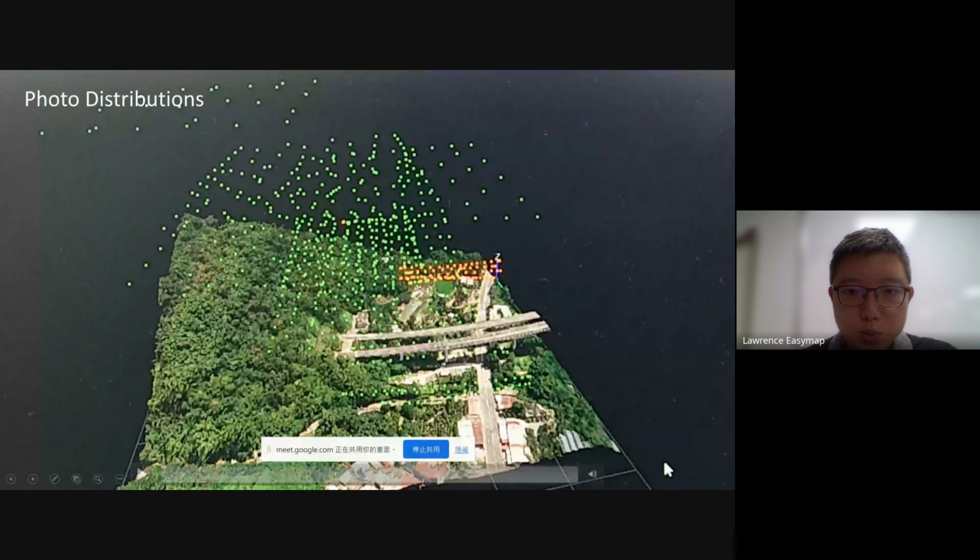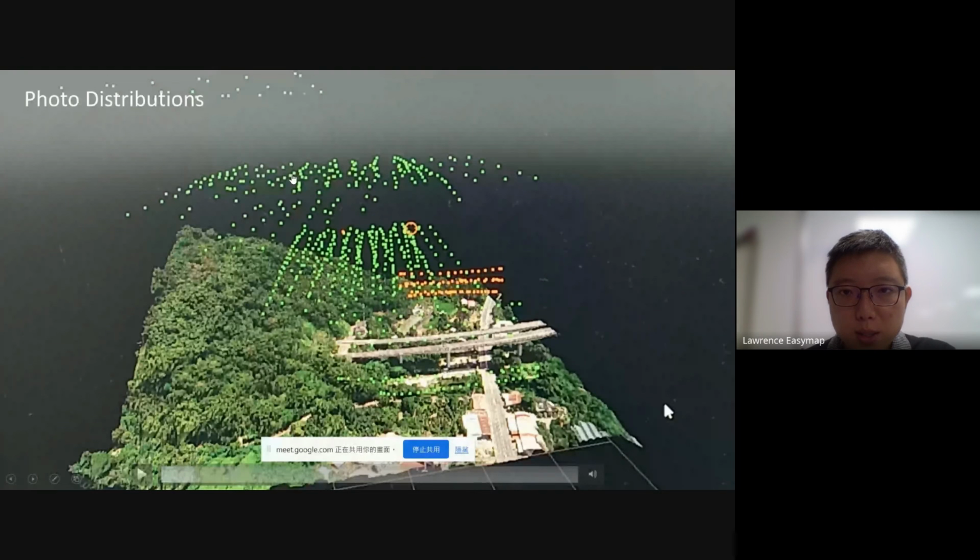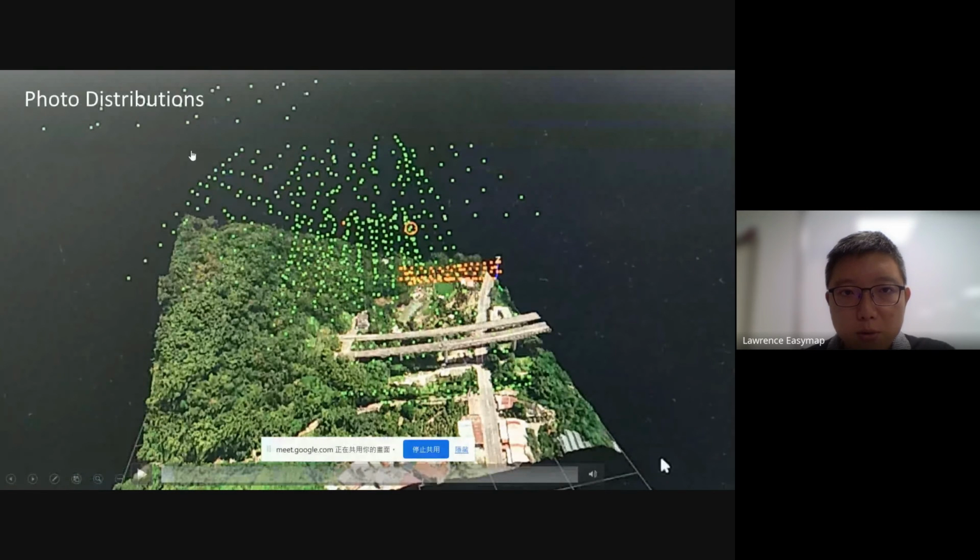So you can see in this video, can you see some green dots here? Every dot is a picture captured by the UAV drone. From the very beginning, we have some very high-level photos to capture this area of the mountain. The second high level covers the whole area.